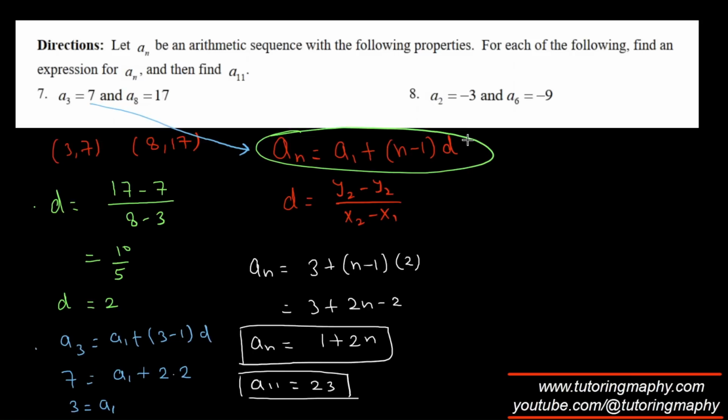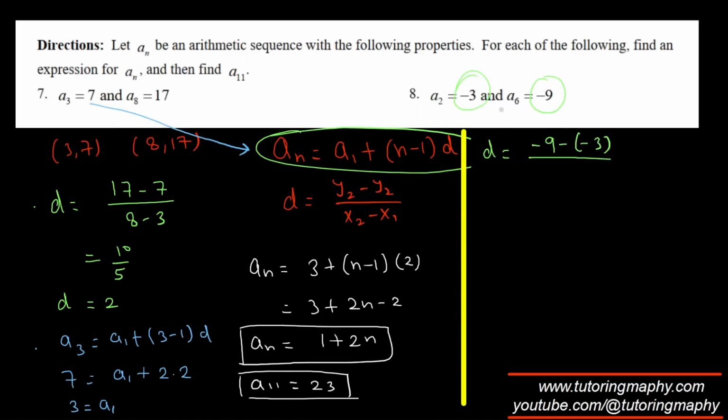All right. I think you should be okay to try question 3 now. Once again, I'm going to use the same common difference formula, which is y2 minus y1, which is negative, and just be careful with the double negatives here. Negative 9 minus minus 3 over 6 minus 2. So that's going to look like negative 6 over 4, which is negative 3 over 2.